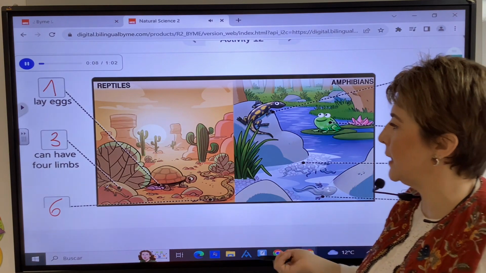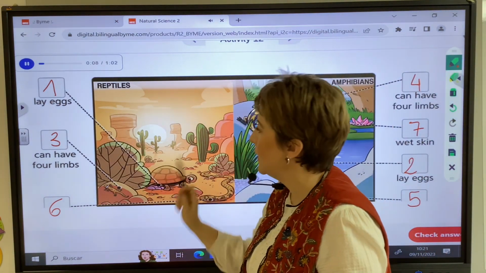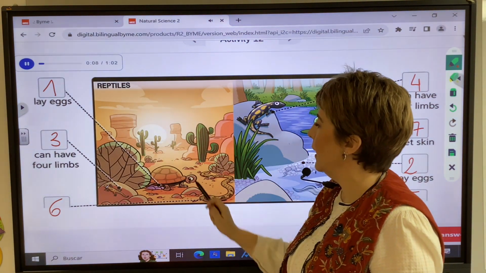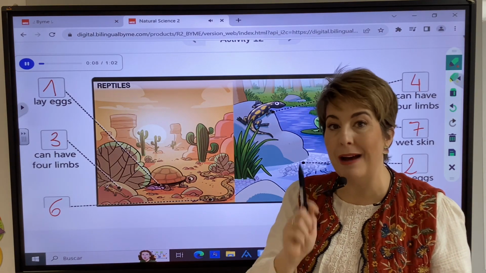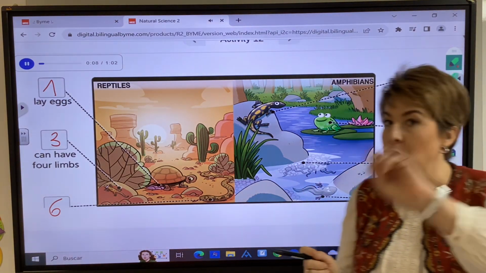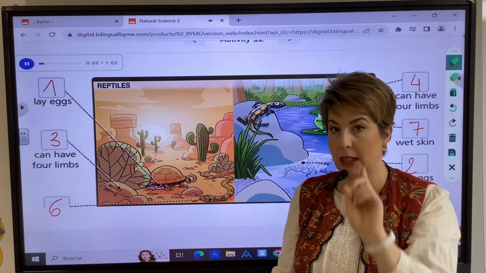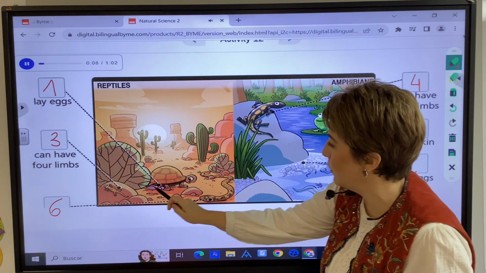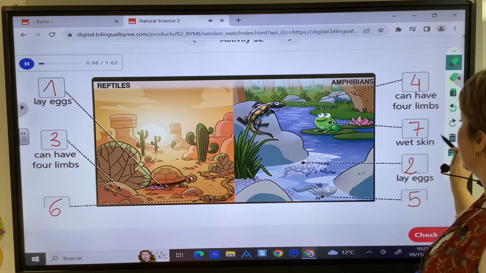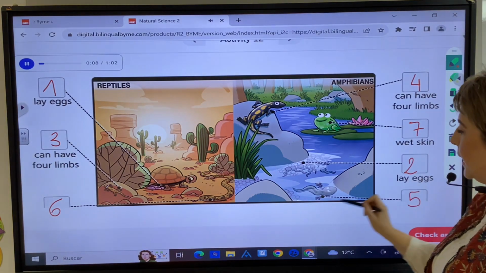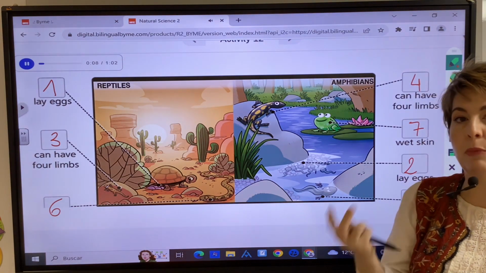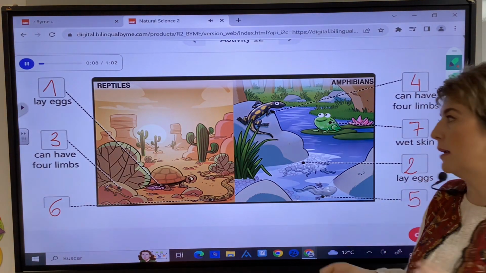These are the main characteristics. Reptiles lay eggs. Reptiles have 4 limbs. Reptiles have scales. And reptiles can also have a shell. For example, the turtle has a shell. Amphibians, they don't have scales and they don't have a shell. Both of them are oviparous, so both of them lay eggs. These are characteristics in common. But amphibians have got wet skin, and when they are babies, they have gills. Those are the most important things about amphibians and reptiles.